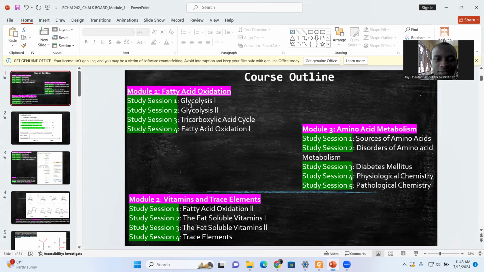Fatty acid oxidation, glycolysis 2, TCA cycle, that's the citric acid cycle, and fatty acid oxidation. Well, from a biochemical standpoint, we won't approach these subheadings like this, but it's okay since this is meant for nursing students. So I think it still passes the message across when handled adequately. Anyway, I think we can get started.